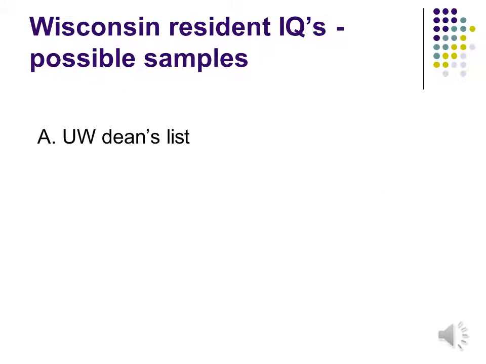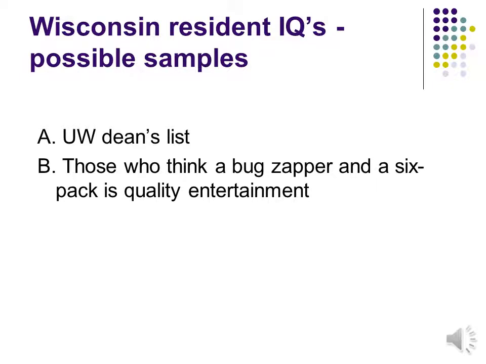We want to get some samples. We can get those samples from a variety of places. Some of them are more applicable to our question than others, or more valid. So, for example, we might take samples from a UW Dean's List. That may not be all that representative. We might get samples from those who think that a bug zapper and a 6-pack of beer is quality entertainment. That might not be representative either.